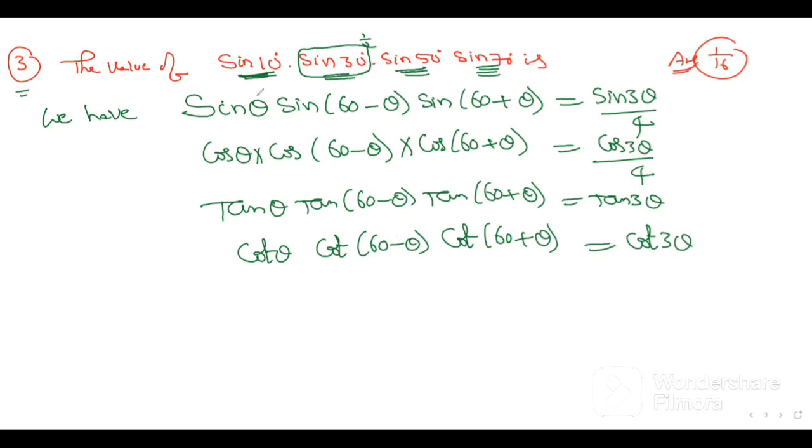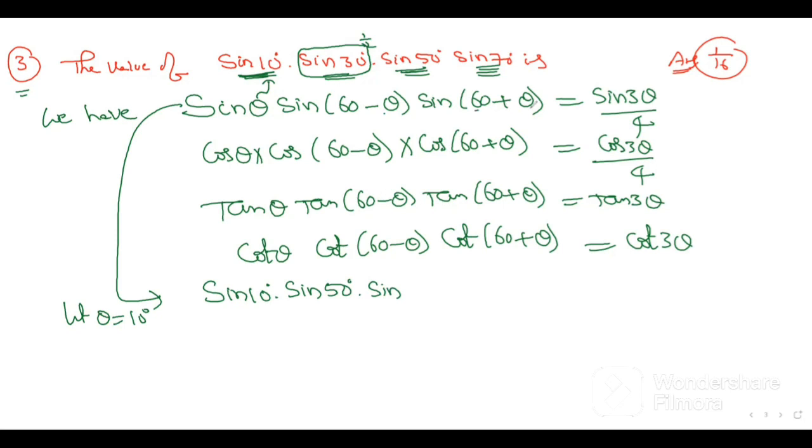How to compute? Here, the least value angle theta is equal to 10 degrees. So let us take the first formula, with theta equal to 10 degrees. What we get? Sin 10 degrees into sin of 60 minus 10, how much? 50. Sin of 60 plus 10, how much? 70, is equal to sin of 3 into theta, that is sin 30, by 4. Sin 30 value is 1 by 2, 1 by 2 into 4, 1 by 8.